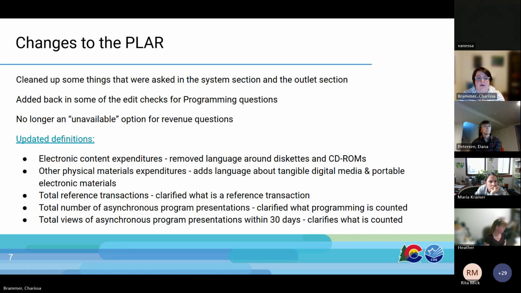When you get a wild email from me. I also took out the unavailable option for revenue questions. So now for revenue, you either have 0 or you have a number. Those are your options there.